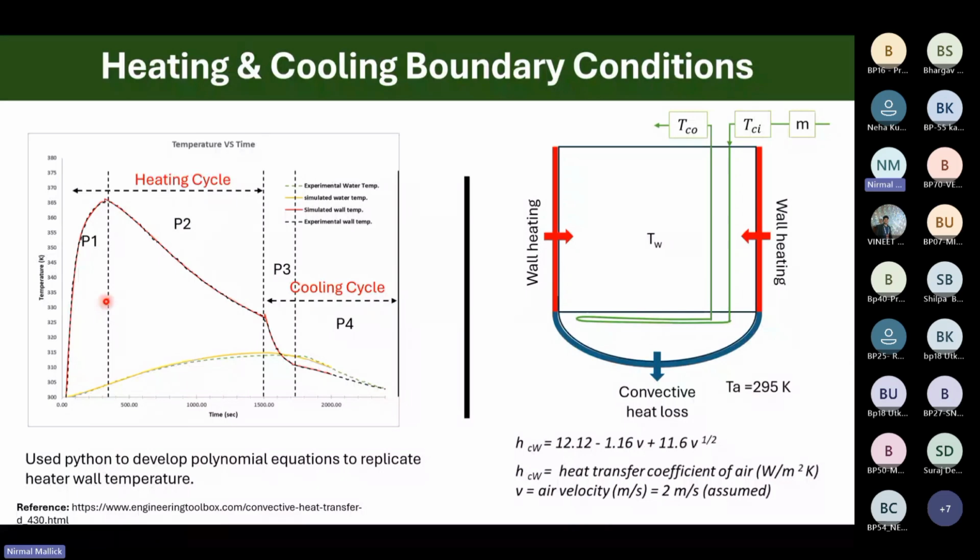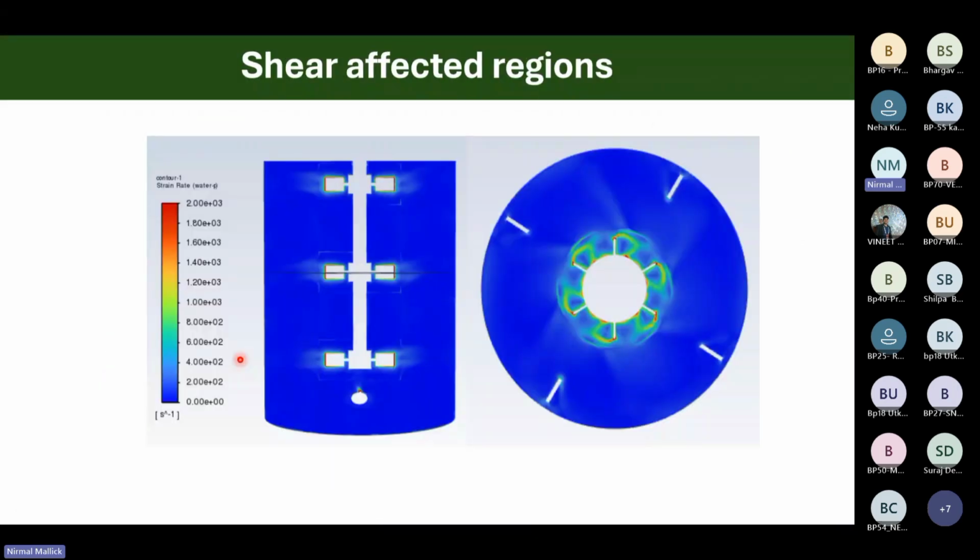So as you can see, the red dotted line over here is the experimental value, and to fit the actual process, we use some polynomials, like four polynomials. The entire zone can be divided into two heating and cooling cycles. And here is the water temperature, how the water temperature is changing inside the reactor. So less than 10% error is achieved.